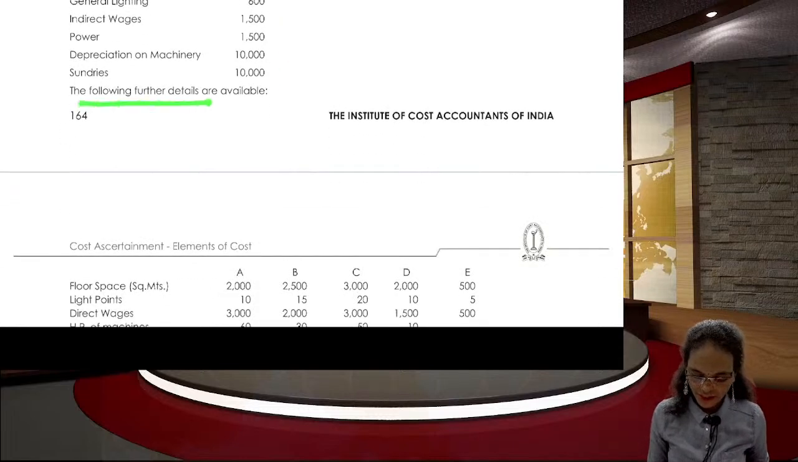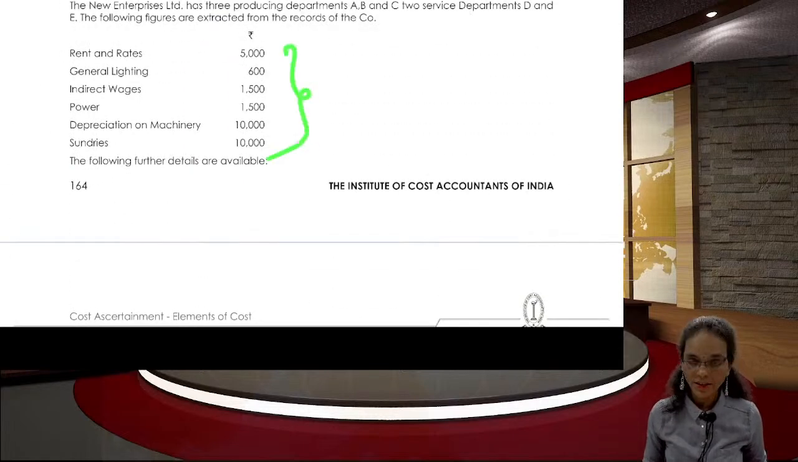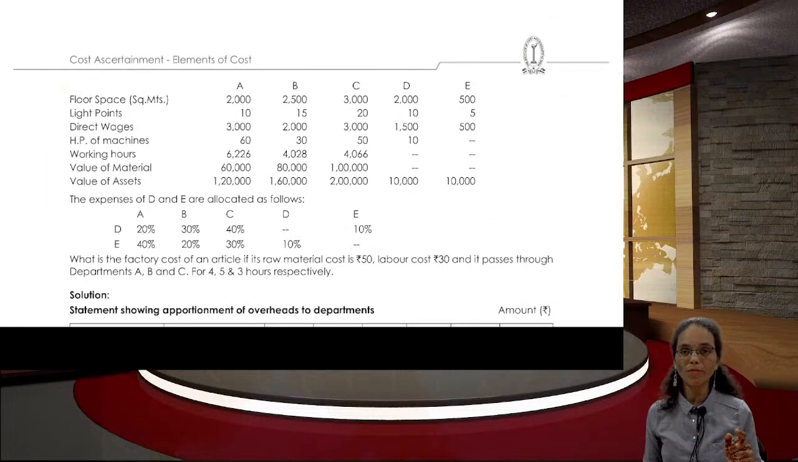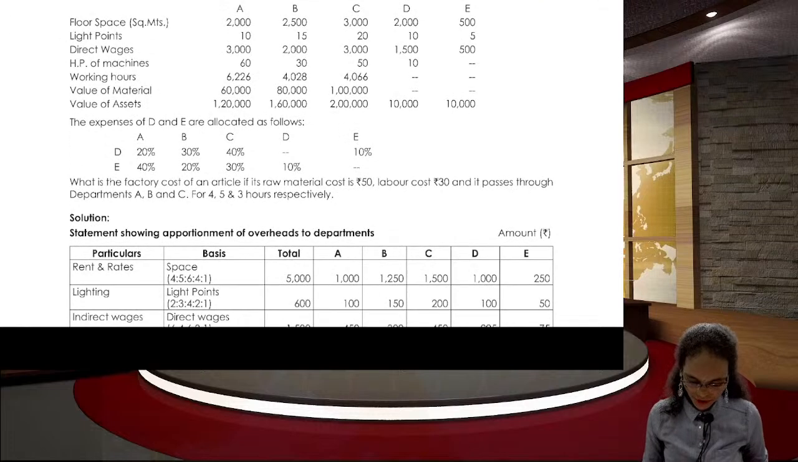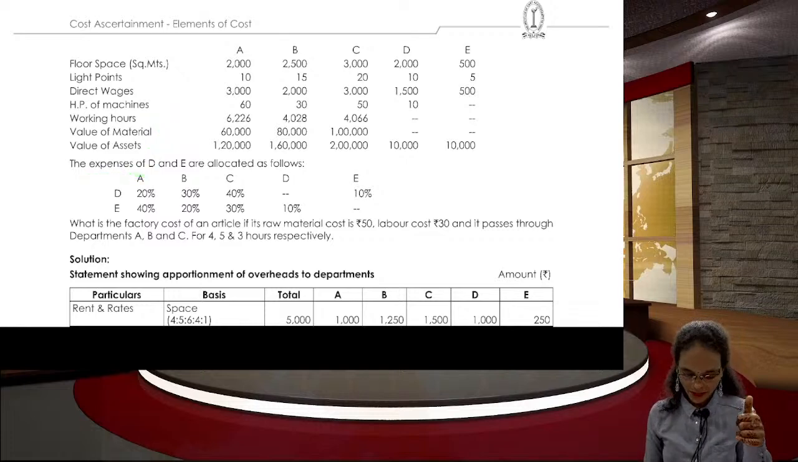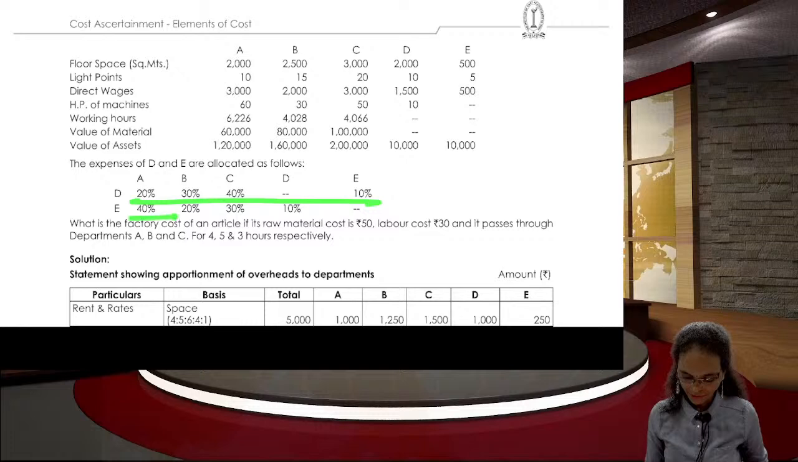The following further details are available. What is the available information? The expenditure is incurred for respective all these departments. We have already done this type of problem under the primary distribution, so directly I will do this problem. See, floor area given, light points given, wages, horsepower of the machinery, working hours, value of the material, value of assets. The expenses of D, that is the service department 1, and the expenses of E, service department 2, are asked to be allocated on this basis.